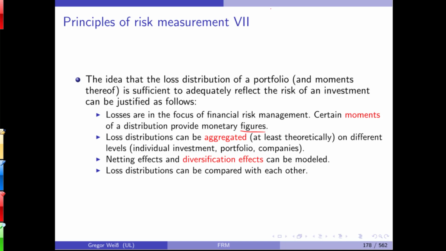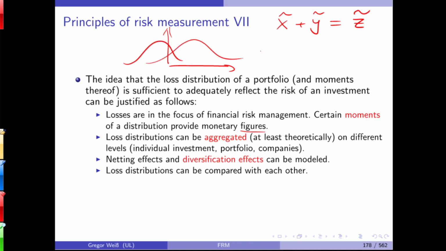You can take X and you can take Y. If you have two random variables, you can sum them up and get a new random variable Z. You can account for netting and diversification effects, and you can compare loss distributions. If you have two distributions, 1 and 2, you can compare them. With scenarios, that's a little bit more difficult.